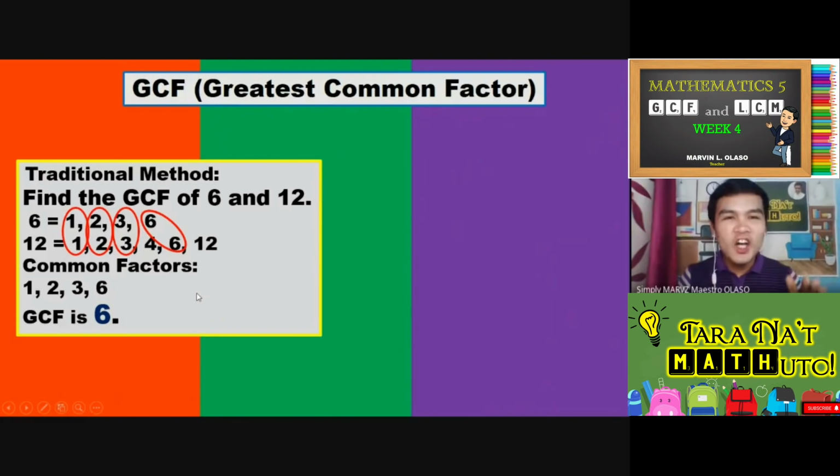So the greatest common factor is 6. That's the answer. Listing method. Okay naman ang listing method kapag medyo mababa lang or kaya naman konti lamang yung mga factors.